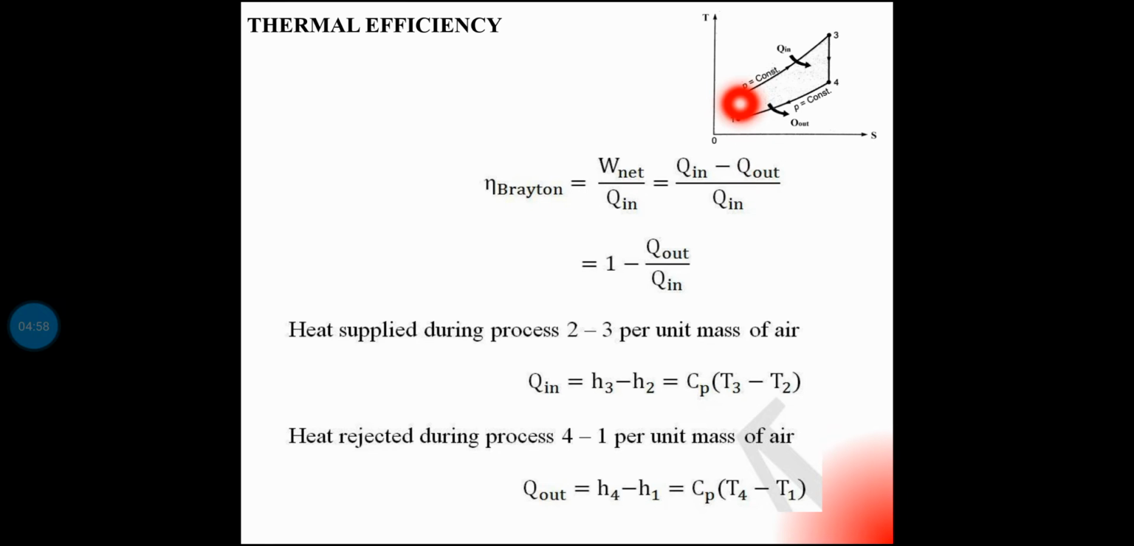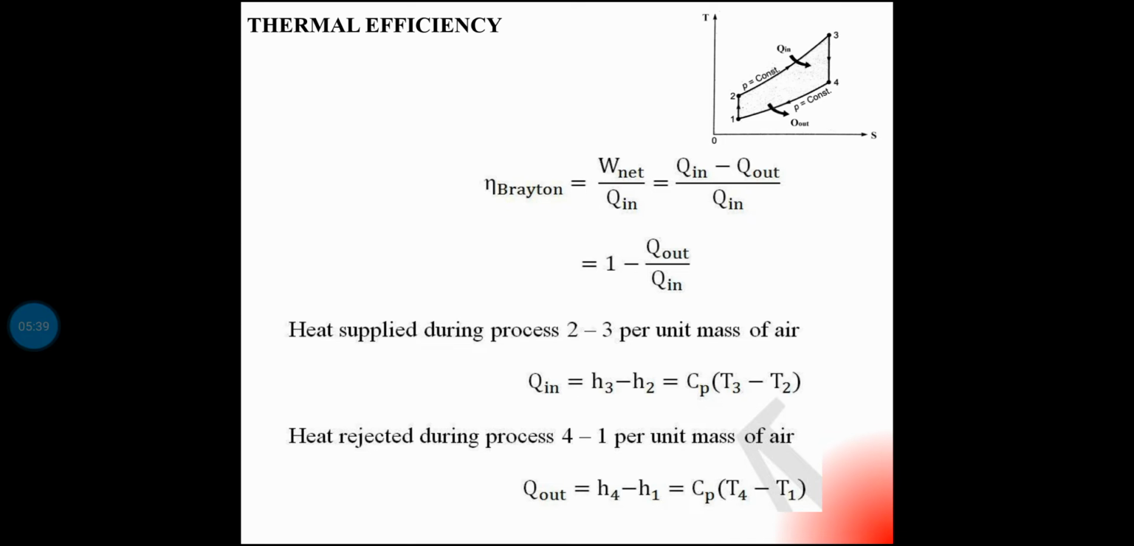Heat is supplied during the process 2-3, that is Q in occurs during the process 2-3 and heat rejection occurs during the process 4-1. Now heat supplied during the process 2-3 per unit mass of air, that is Q in is equal to h3 minus h2 is equal to Cp into T3 minus T2. We can write h is equal to CpT because we are assuming the working fluid as ideal gas.